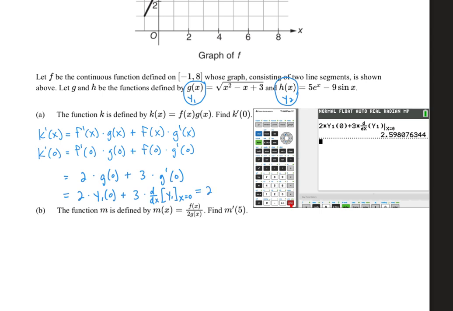Okay, this will be 2.598. So it's good to get into a habit of rounding to the thousandths. So that'll be our answer.